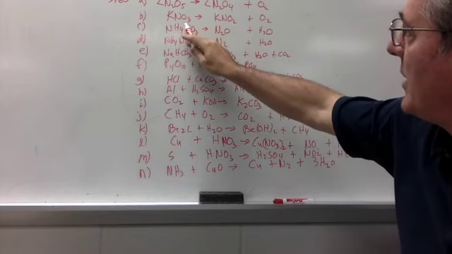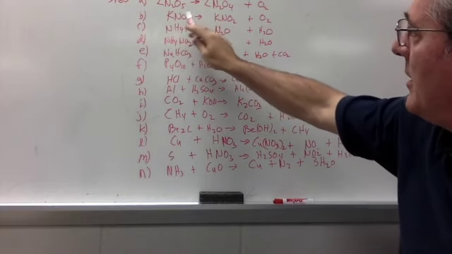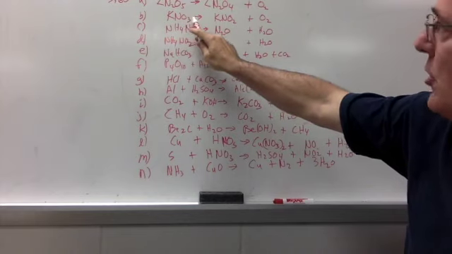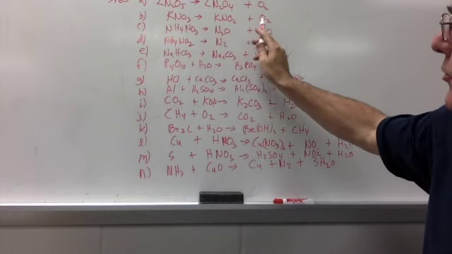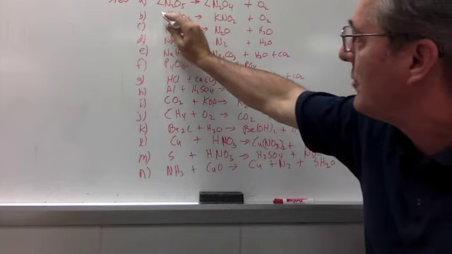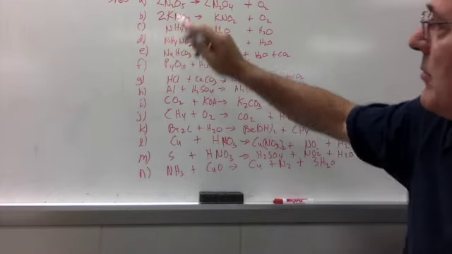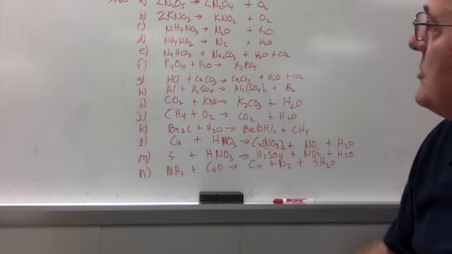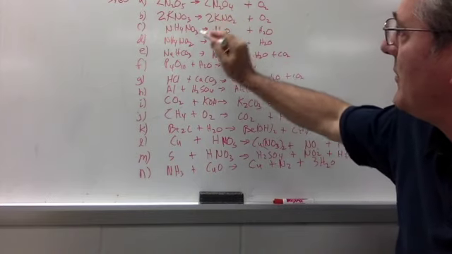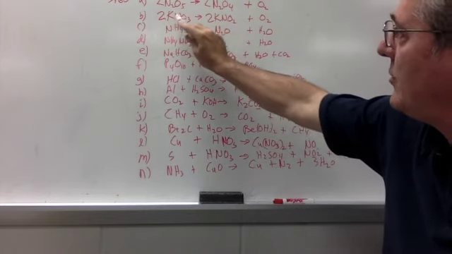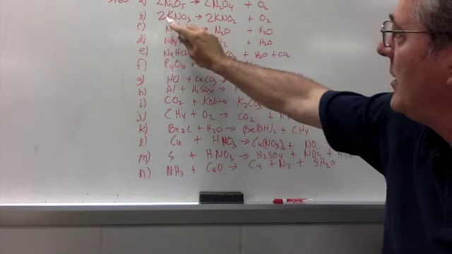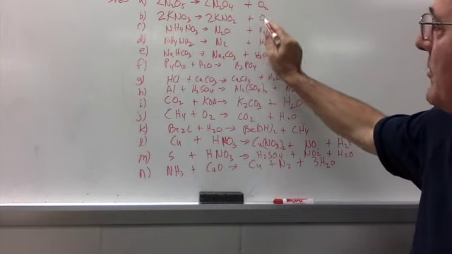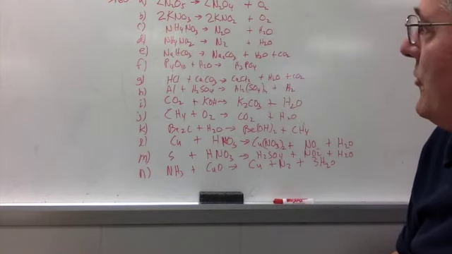KNO3, once again, we have 1 K, 1 N on both sides, but 3 O's and 4 O's on the right means we're going to have to at least double that to get more O's on the left. 2 K's mean I need to double this, so 2 K's, 2 K's, 2 N's, 2 N's, 6 O's, 4 plus 2 is 6 O's.